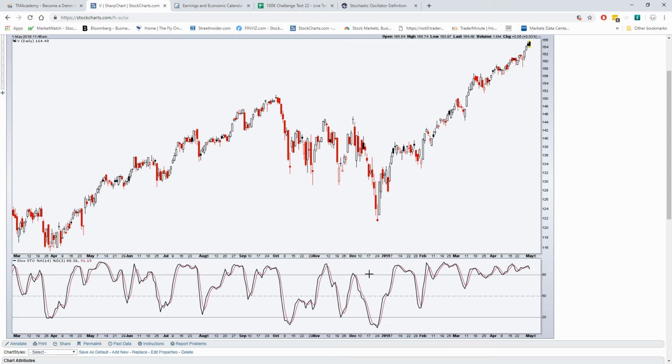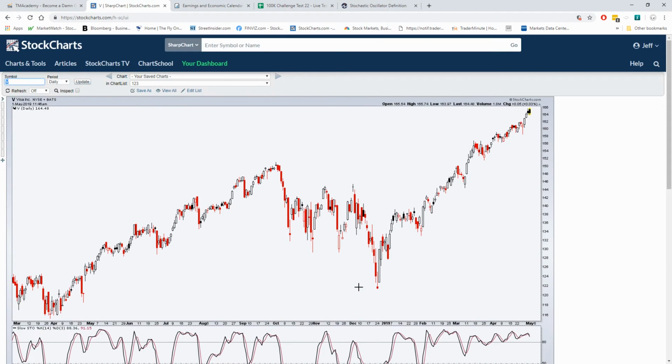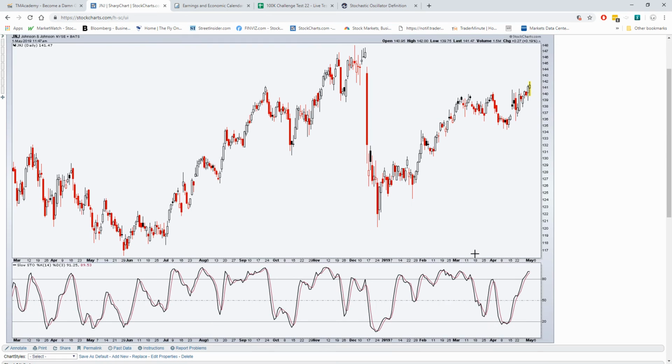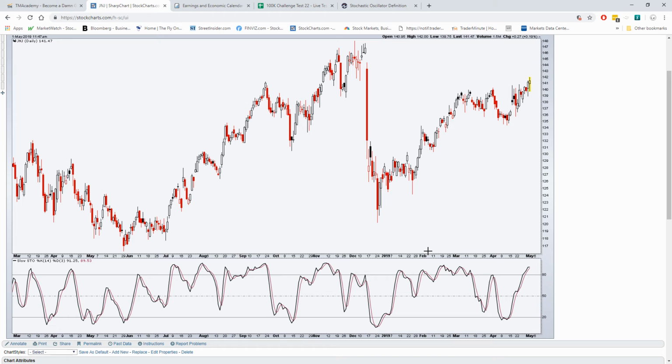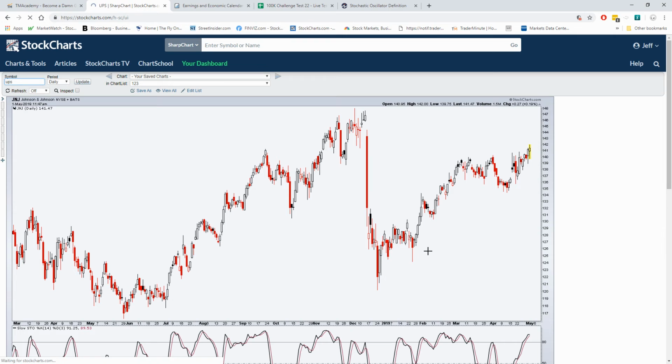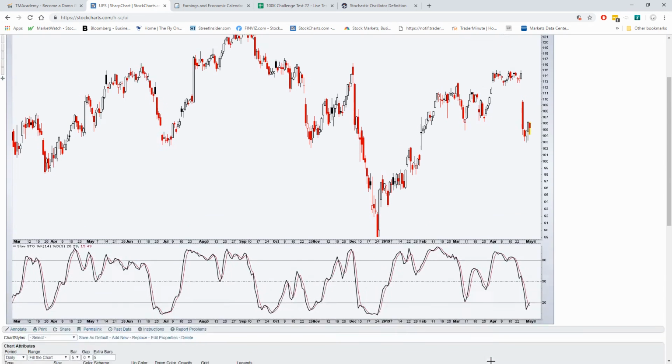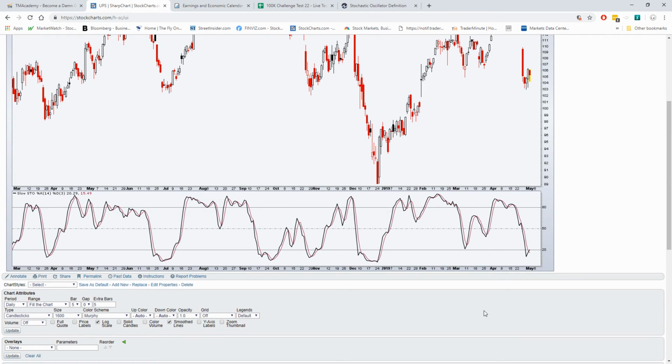You'll notice it just doesn't happen very often off of 80 or off of 20. It just doesn't happen all that often, but when it happens, it's incredibly accurate and incredibly fun to play because generally the move is very quick. And that is why I use the stochastics. I don't really use it for a heck of a whole lot more in this view.